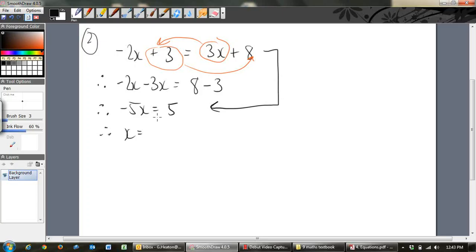Therefore, x is equal to negative 5 times x, so we want to divide by negative 5, which is equal to negative 1. Okay, and so that's how you do it when you've got pronumerals on both sides. A bit more tricky, but definitely something that you get used to and then they become really easy. Thank you.